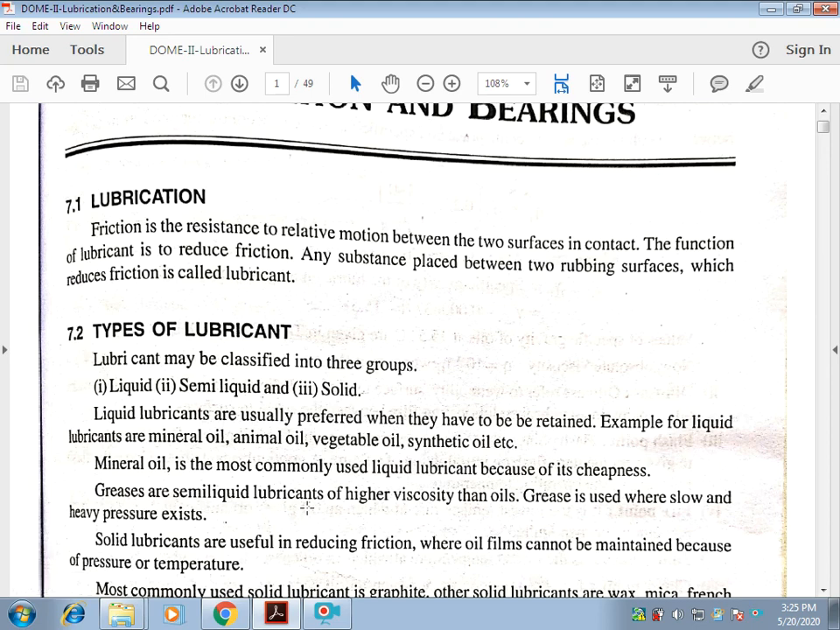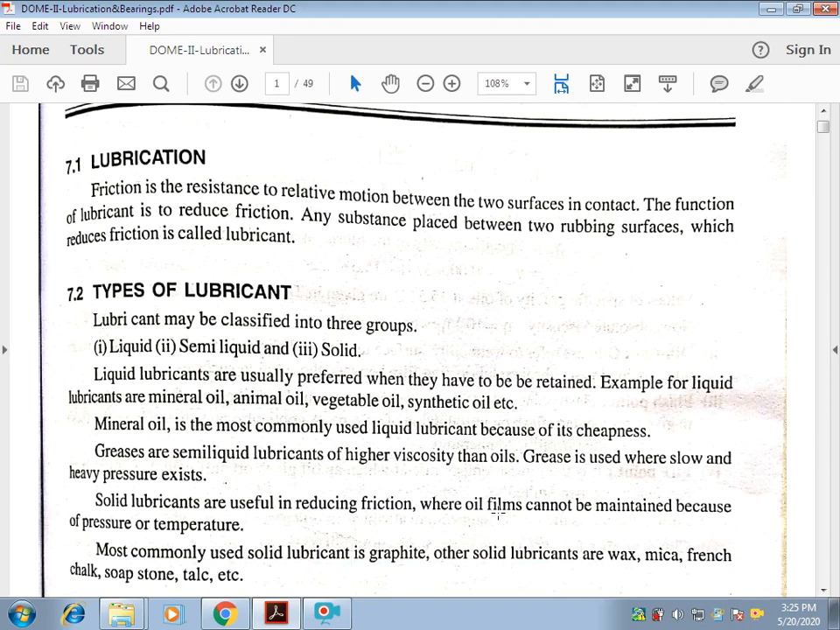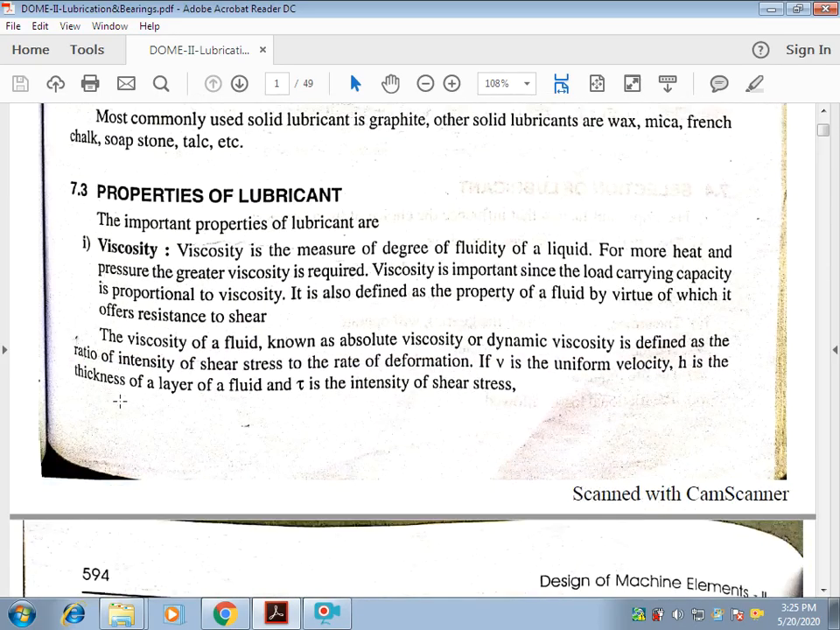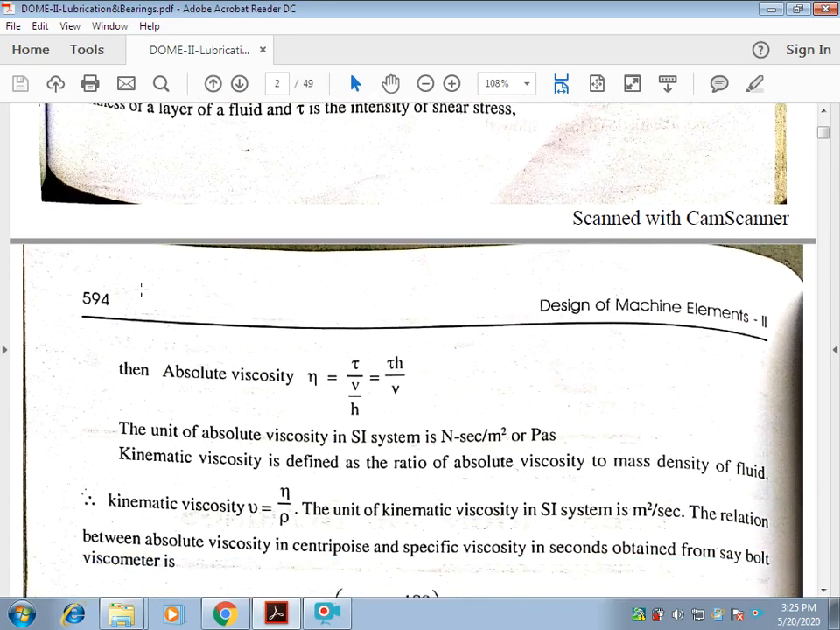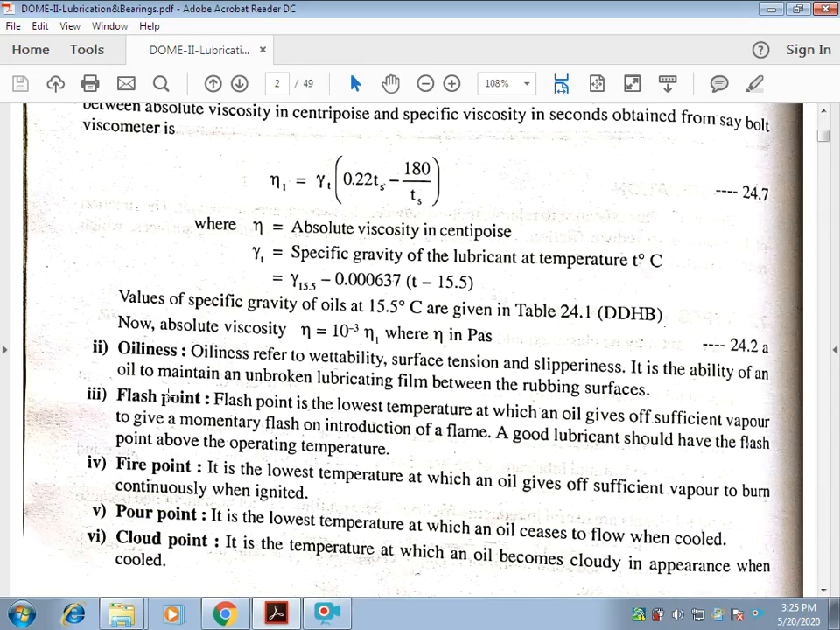Grease is a semi-liquid lubricant with higher viscosity than the oils. Similarly, solid lubricants are also used in reducing the friction where oil film cannot be maintained because of pressure or temperature. Whenever the temperature is high, that time you are going to use a solid lubricant. Where the temperature is low, you are going to use a liquid lubricant. Remember this. Properties of the lubricant, that is viscosity, oiliness, flash point, fire point, pour point, cloud point.